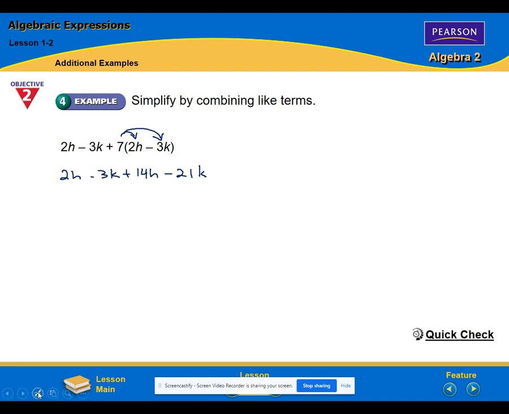And now what I strongly think you should do is treat them like objects. If you have 2h and elsewhere you're going to add 14h, now you're going to have 16h. Treat them like markers or pens or whatever. You have 2 of something, you add 14 more, now you have 16 of that something. Don't fall into the trap of thinking that it's squared though, right? That's when you're multiplying variables by themselves. It's not 16h squared. You have 2 h's, you're adding 14 h's, now you have 16 h's. If you have negative 3k and you subtract 21 more k from it, this is like you're going in debt, that's going to be negative 24k. So the answer here is 16h minus 24k.